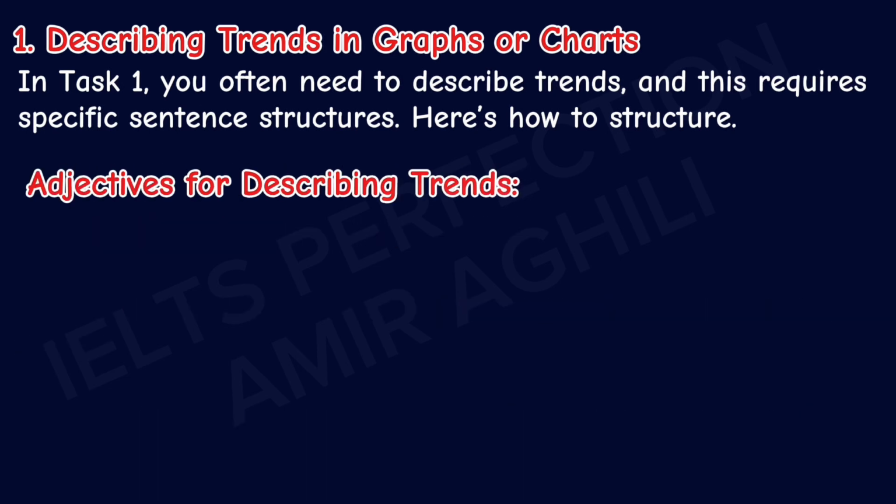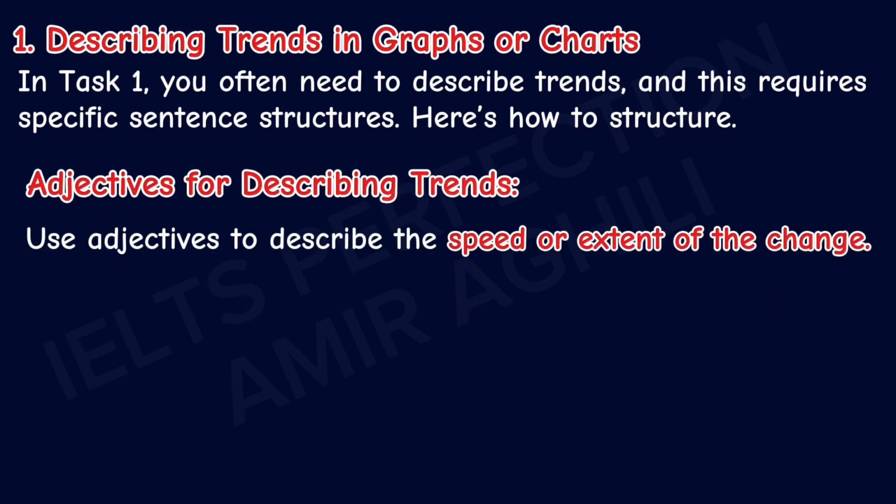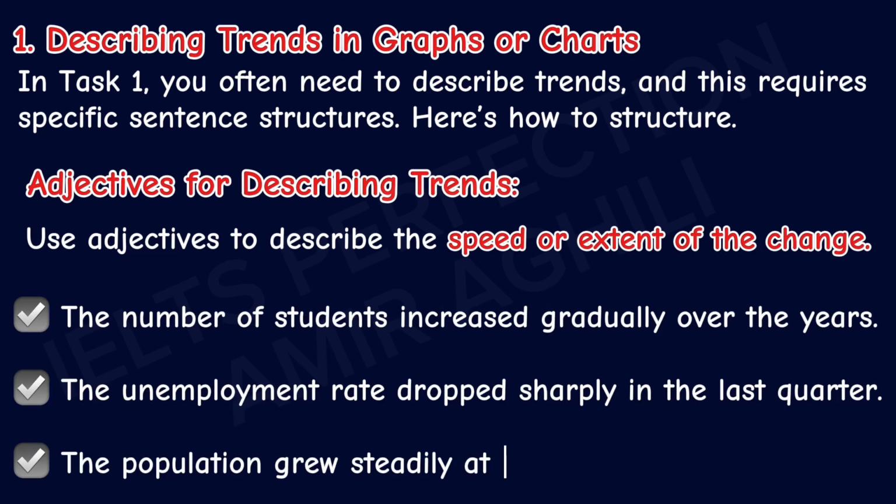Adjectives are also used to describe the speed or extent of a change. The number of students increased gradually over the years. The unemployment rate dropped sharply in the last quarter. The population grew steadily at a rate of 3% per year.